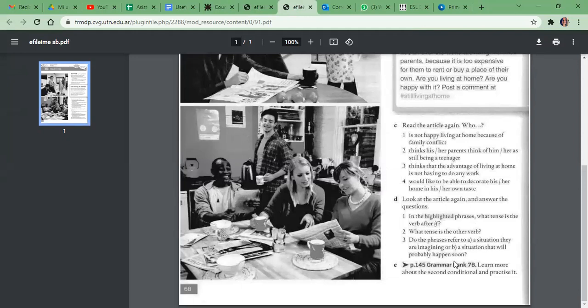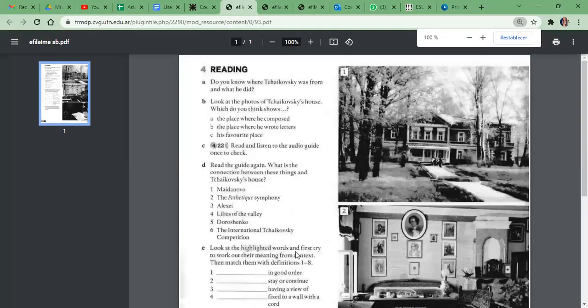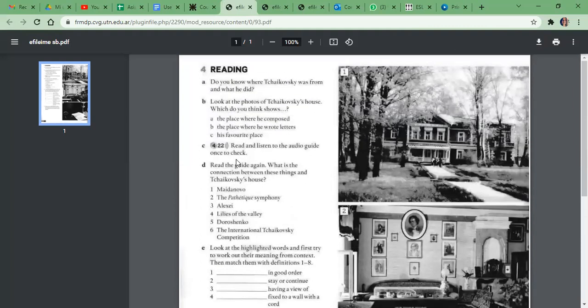And then just do this letter C, okay? The other is not necessary because we worked with grammar. So letter C. Is that clear? And then I will explain the rest. Then you will read and listen to the audio guide once to check. Here you will have an audio.